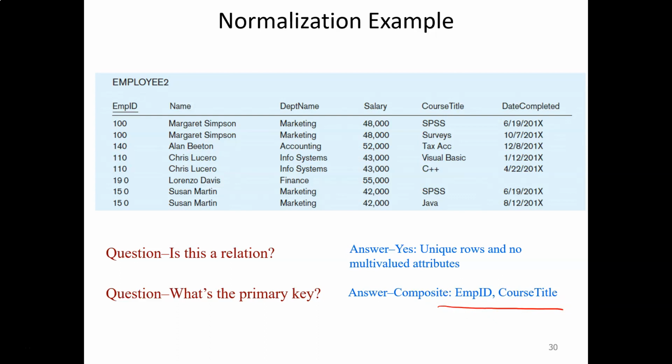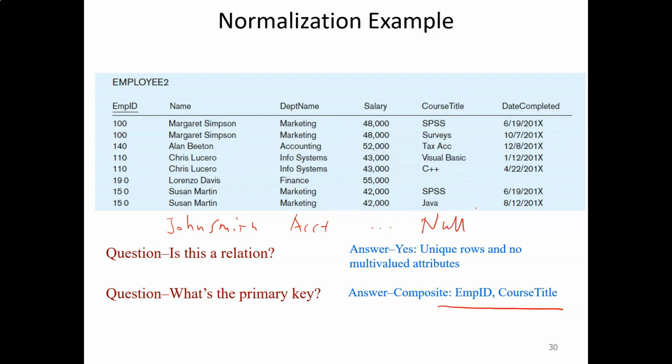It's going to cause some anomalies when you try to insert data into it, when you try to delete data from it, and also when you try to update the data in the table. For example, let's say we try to insert a new record into this table. Let's say we hired a new employee, John Smith, and this is the first day of John Smith at the job, and John Smith hasn't got a chance to take a course yet. So we put in John Smith's employee ID. John Smith works for the accounting department, salary. Well, he hasn't taken a course yet, so we're going to leave the course title empty, the date completed empty.